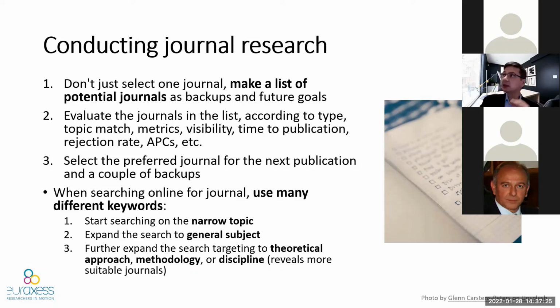If you make a keyword search, a good idea is first to go with a narrow topic that is very specific for your research, then expand the search to a general subject, and you will get more journals that didn't appear in the first search. And if you want even more suggestions, then you go to theoretical approach, methodology, or discipline-related keywords, and then sometimes in this third approach, you get the best paper.